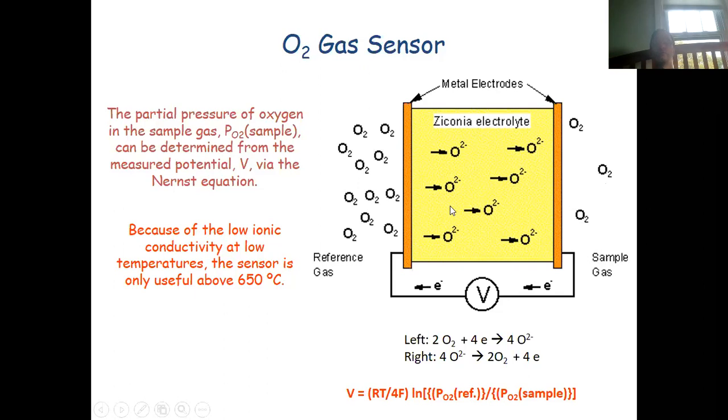Okay, and now because of the different oxygen partial pressures here and here, actually a voltage builds up in between these two electrodes. Well, and the voltage is directly proportional to the difference between these two pressures. So in particular, the voltage is equal to R times T over 4F times ln of the reference pressure over the sample pressure.